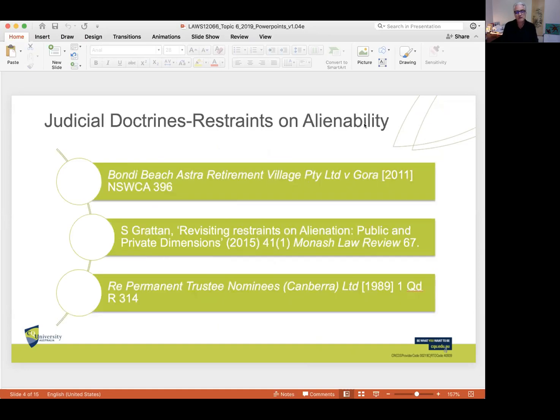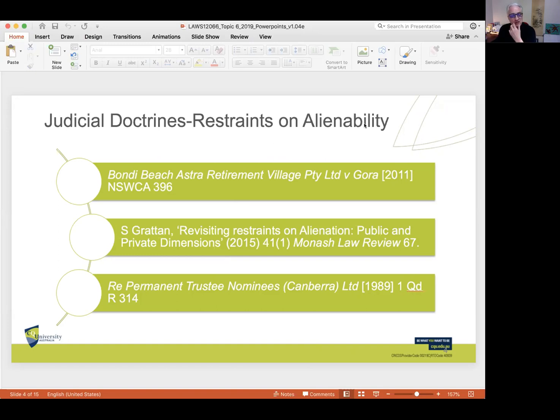So we start with looking at the judicial doctrines on restraint against alienation, and this is covered in your casebook, really starting on page 644 and going through to 659. And there's a significant case extract of the recent decision of the New South Wales Court of Appeal, 2011, of Bondi Beach Astra Retirement Village v Gora.